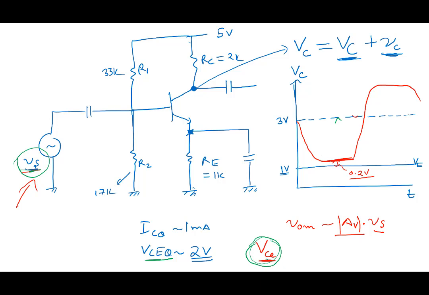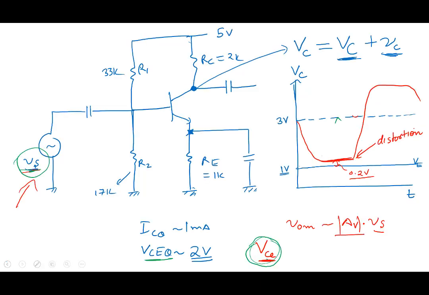Okay. So clipping means distortion. You don't want that distortion. You don't want it in an amplifier. You want a nice clean sinusoid. You don't want a distorted sinusoid.